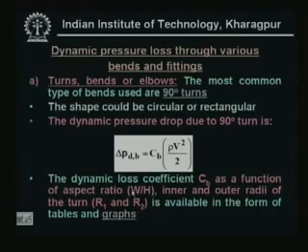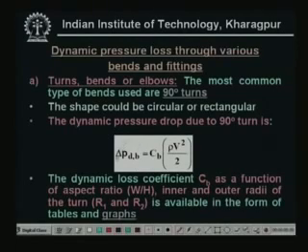And the dynamic pressure drop due to a 90-degree turn is expressed by this equation, delta P_D, where D stands for dynamic pressure loss and B stands for bend. This is a general equation, valid not necessarily for a 90-degree turn, but for any degree of turn. And Cb is what is known as the dynamic loss coefficient due to the bend.